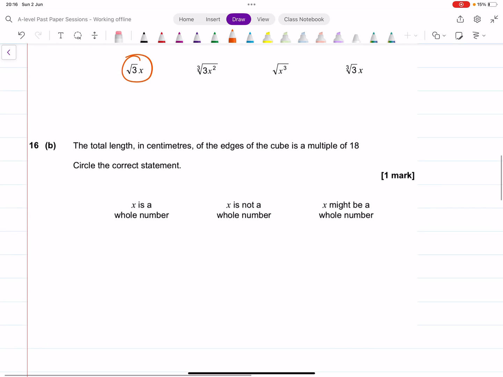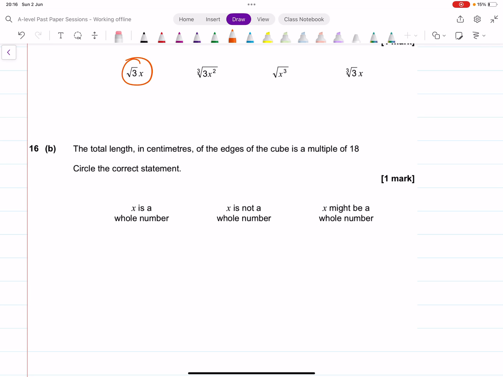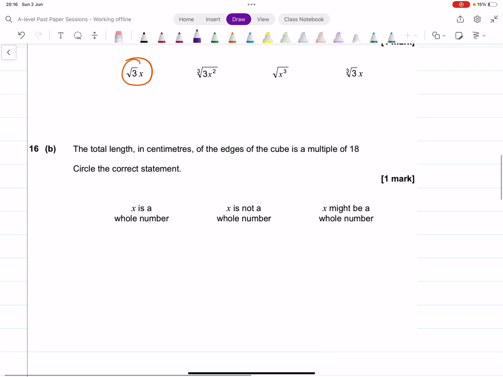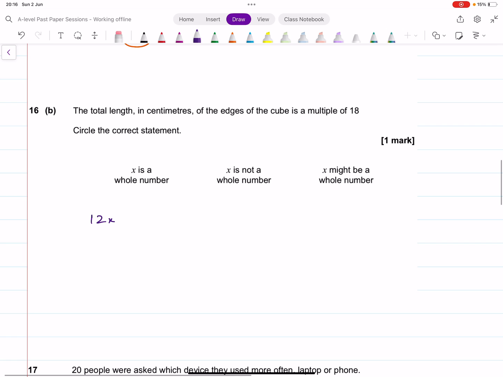Okay, part B now. It says the total length in centimeters of the edges of the cube is a multiple of 18. How many edges do we have in a cube? 12 edges in total. So the total length should be 12 times x. They're saying 12x should equal, sorry, a multiple of 18. It's not exactly 18, it's some multiple of 18. You can say 18 times n.